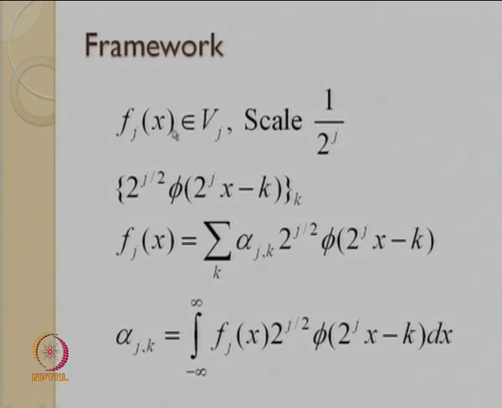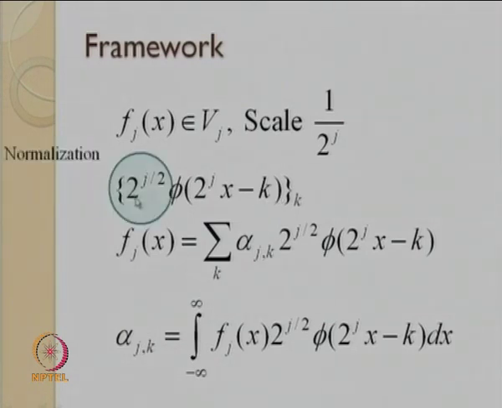If z of x belongs to V of z and if my analysis scale, that is analysis window, is 1 upon 2 to the power z, then in order to be able to span these subspaces, I would require this particular basis function. And this factor 2 to the power z by 2 is used for normalization. And now I can very well say that my orthogonal basis is now orthonormal. And I can very well find out fz of x, which are the projections of underlying function f of x into that subspace V of z.